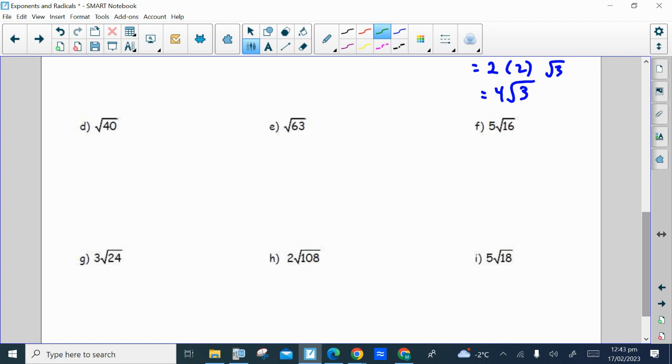So again, look at that list at the top. The largest perfect square that divides into 40 is what? The largest perfect square that divides into 40 is 4. This is the same as root 4, root 10. The square root of 4 is 2.